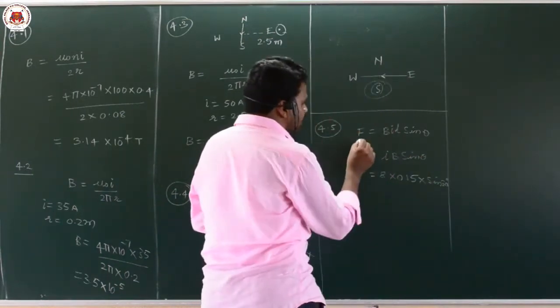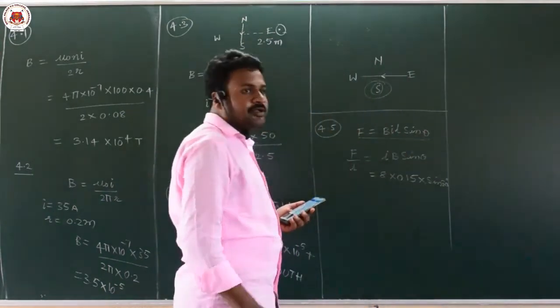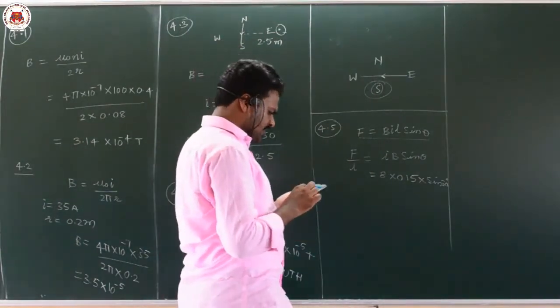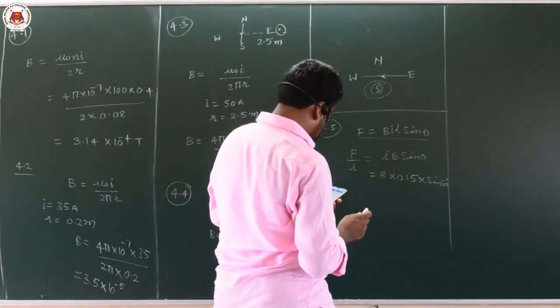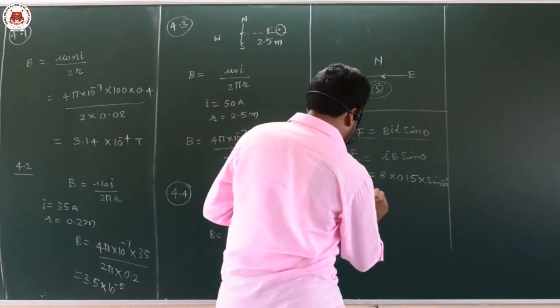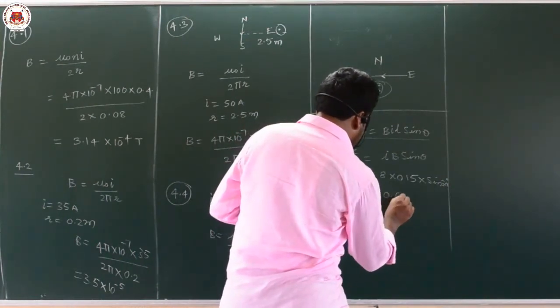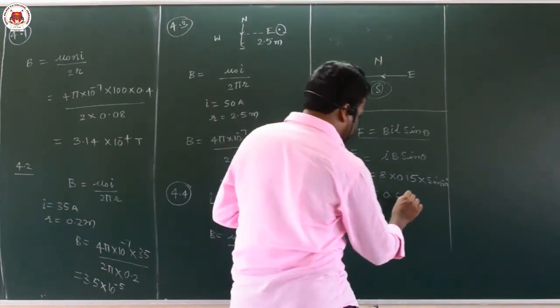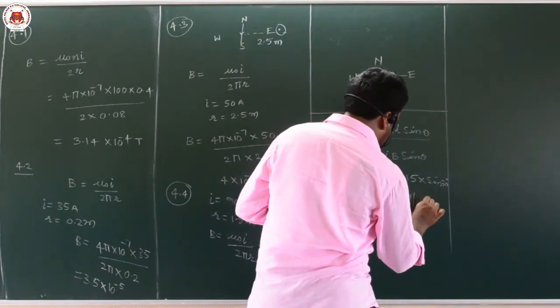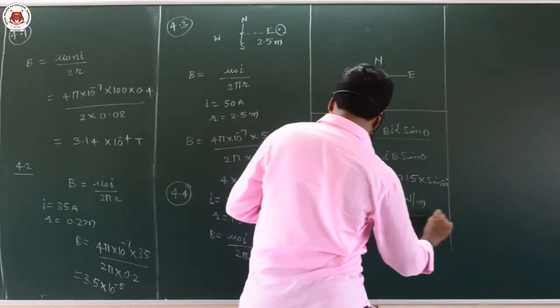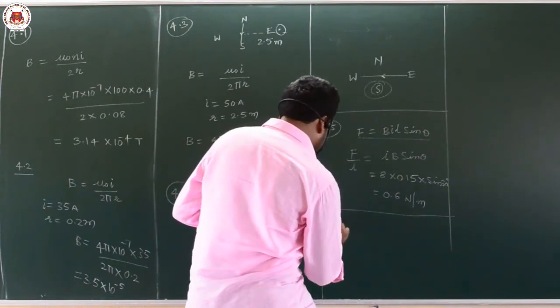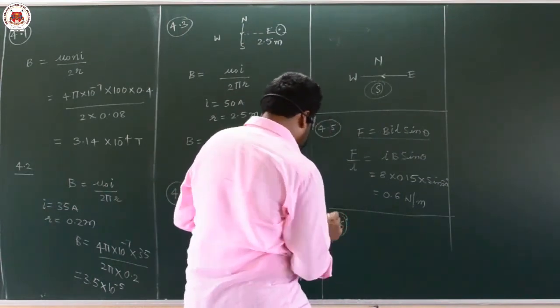This is the force acting on a conductor when it is kept in a magnetic field. You can refer to the previous videos, the formulas are there. Then the answer you will get is 0.6 Newton per meter. Newton per meter will be the answer. Next, question number 4.6.